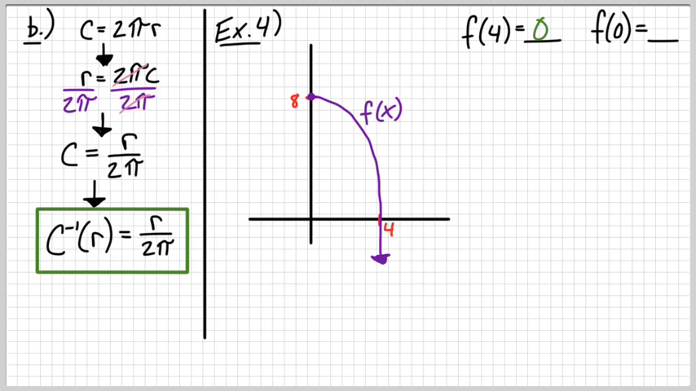Okay? So how about f of 0? So when you plug in 0 for the x, what's the y? What's the output, the height? Well, that would be 8. So those are no big deal. We've done a bunch of those. So now, just based on this graph, I want to ask you, what would f inverse of 0 be? So now you really have to think backwards.